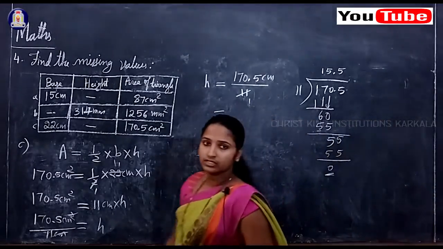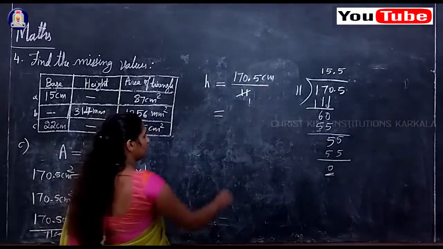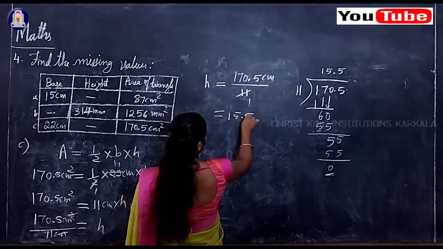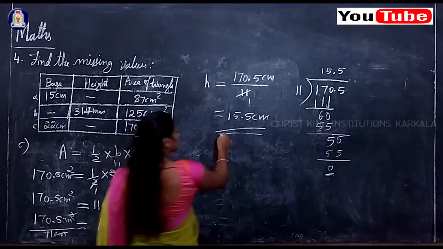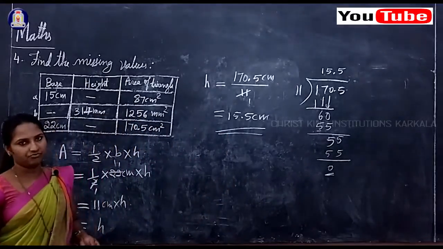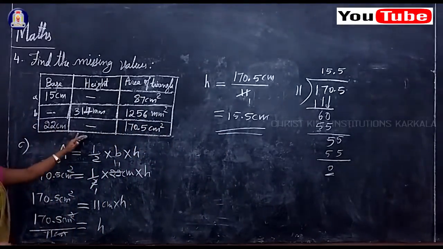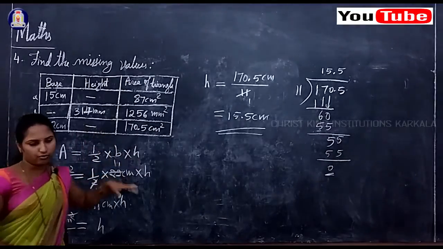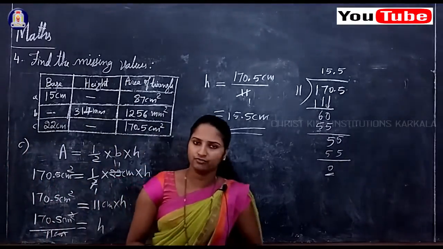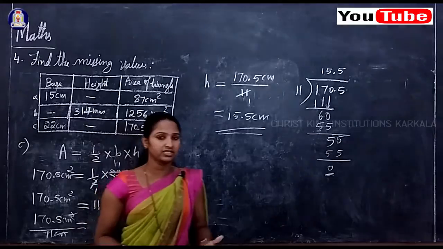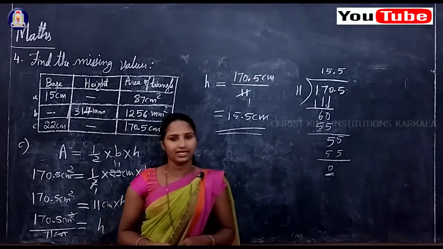So therefore the height of the triangle is 15.5 centimeters. So this is the height of the triangle. Sometimes they will give base and height and you have to find the area. The same formula is used to find the area of the triangle, the base of the triangle, or the height of the triangle. Clear?